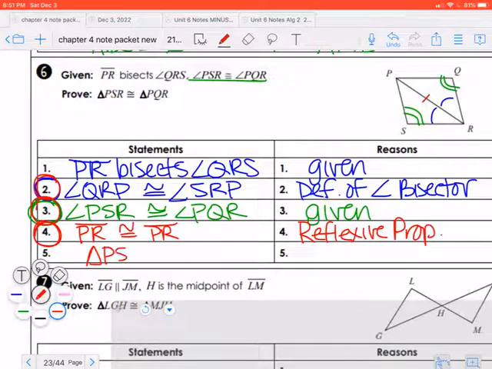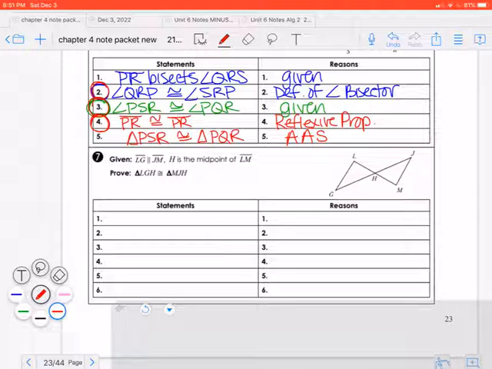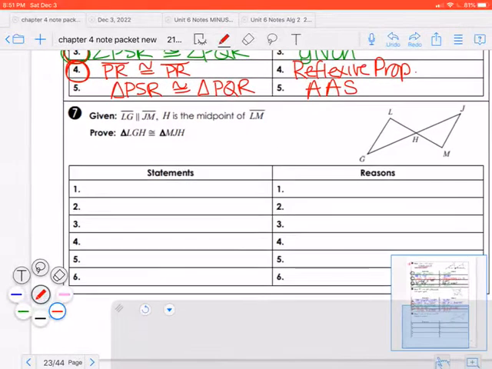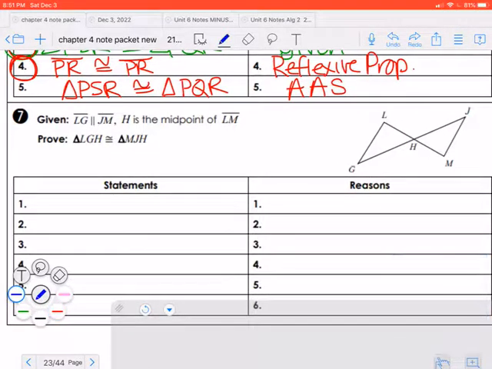Triangle PSR is congruent to triangle PQR by angle, angle, side. And once again, teacher, please push pause and give everybody a chance to try number 7. And hopefully there was enough time in class for that. All right, let's go.